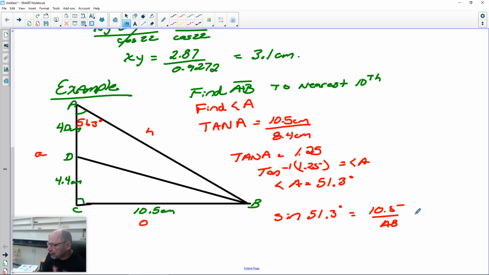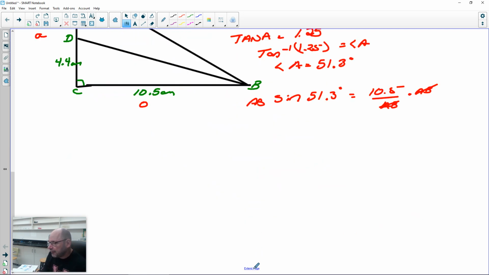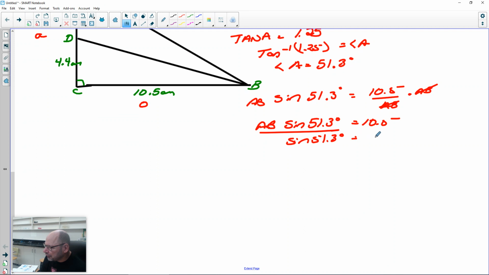Okay, so now that I've got the AB there, I have to multiply it out. I never even thought we could just use Pythagorean theorem there, but you could, but that's okay. I wanted to show the double triangle this way anyway. So now AB times the sine of 51.3 degrees equals 10.5, we're just going to divide out the sine. Okay, and then we'll do one more example, I think.